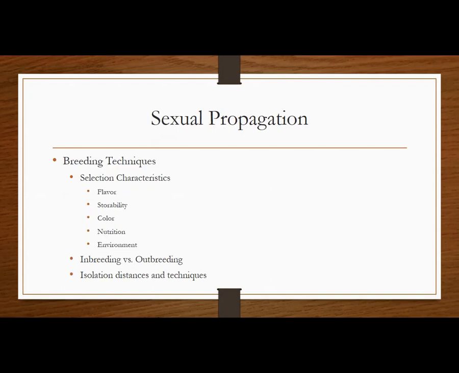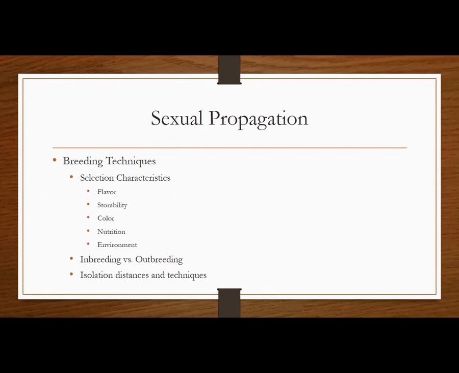In the sexual propagation, we're going to look at the breeding techniques. And you don't have to go into depth on this. 5 to 10 pages might sound like a lot, but when you really get into it and you answer all these questions, you'll see that really there's a lot of information out there, and there's a lot of things that we can fill in.